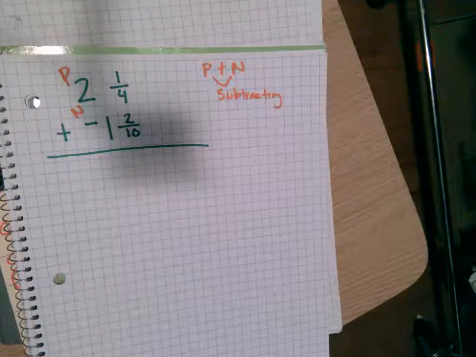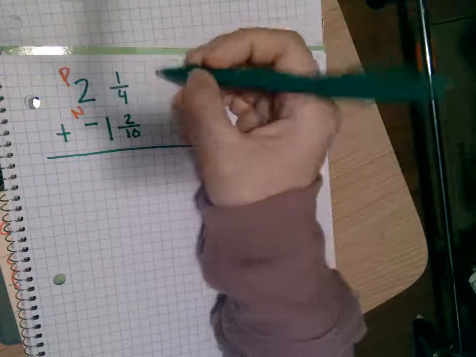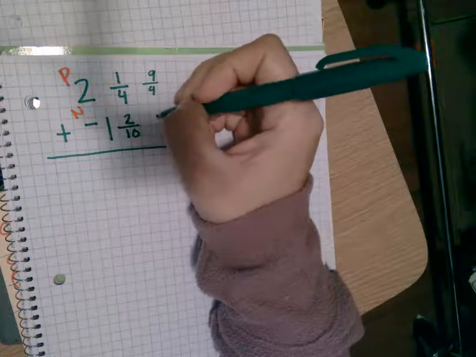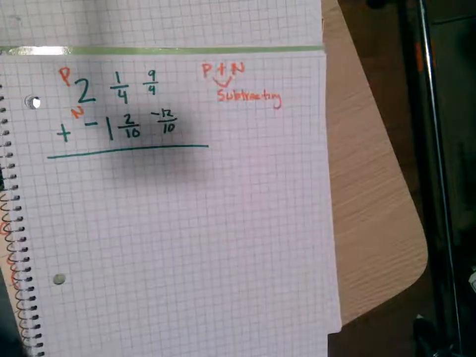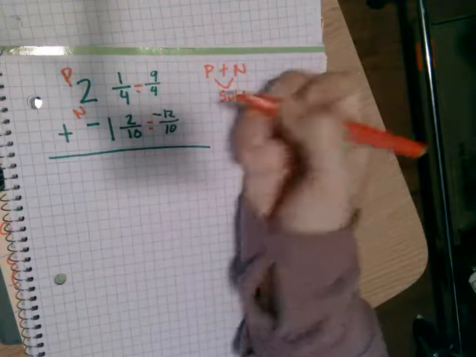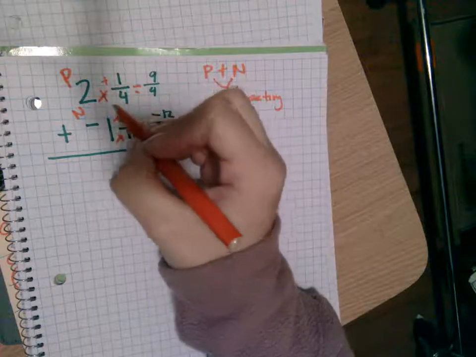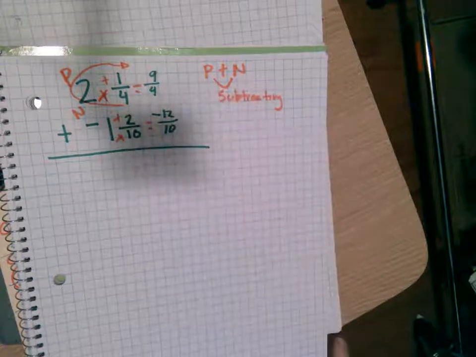All right. So I'm going to turn this into improper fractions. 2 times 4 is 8, plus 1 is 9, so 9 over 4. And this one's 10, 11, 12, negative 12 over 10. So all I did was turn them into improper fractions. Multiply and add, multiply and add. Yell at your elementary school teacher if they didn't teach you how to turn them into improper fractions.